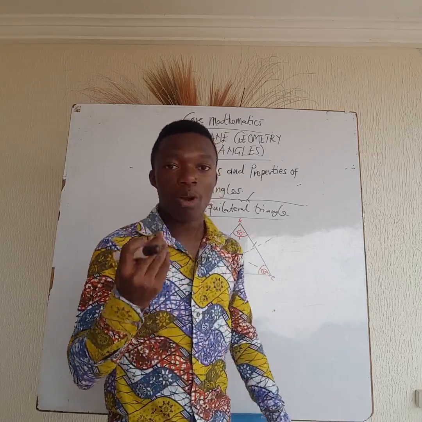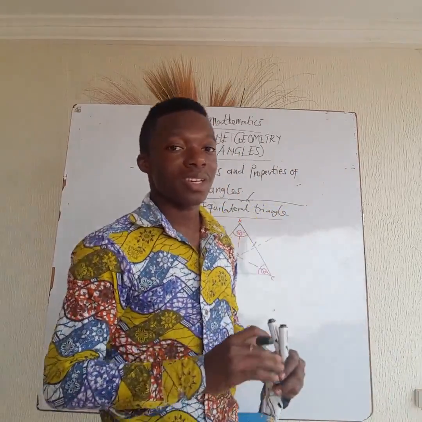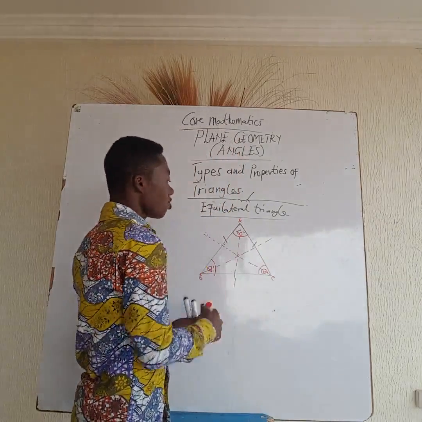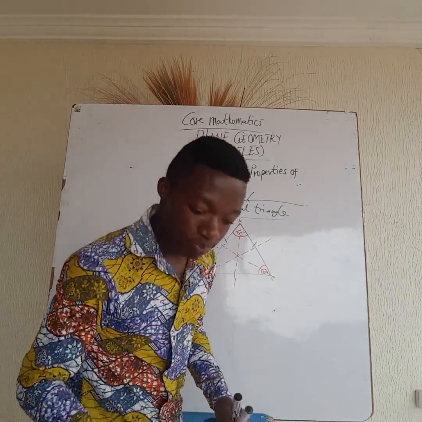For now, I'm just doing some rapid review. I'm not going to write so that we can move on. These are the concepts that you need to understand. They are a bit easy to understand, right? Good. So that is the equilateral triangle for now.